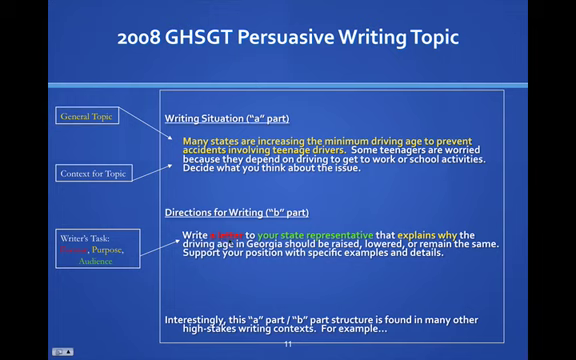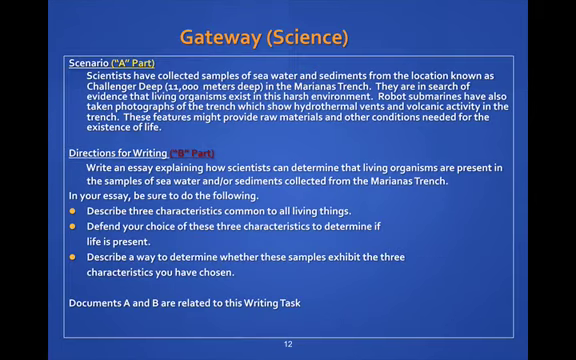Write a letter, something very specific, to your state representative, a very specific audience, that explains why the driving age in Georgia should be raised, lowered, or remain the same. Support your position with specific examples and details. Interestingly, this A part and B part structure is found in many other high-stakes writing contexts. For example, the Gateway. You also have a part A and a part B. Documents A and B are related to this writing task.